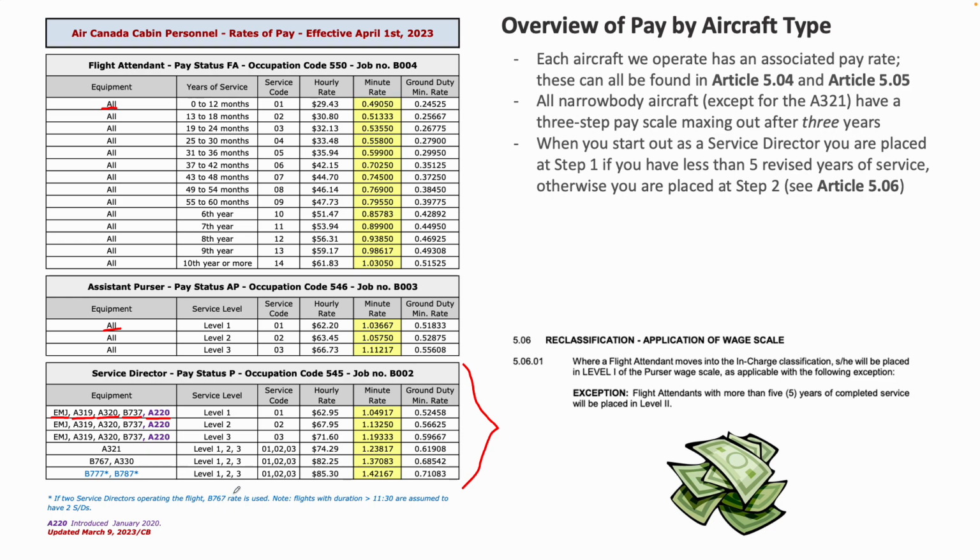Now, what's unique for us as service directors is that it is just the narrow body aircraft where we have any sort of pay progression on a scale. This starts at level 1 and then moves on to level 2 after 1 year and finally moves on to level 3. And from there, level 3 is the top of the pay scale as far as narrow body is concerned. Other aircraft types, such as the Airbus 321, the Boeing 767, the Airbus 330, the 777, and the 787, all have just one step on their pay scales, so immediately already maxing out on potential pay per hour right from your first day of being a service director.